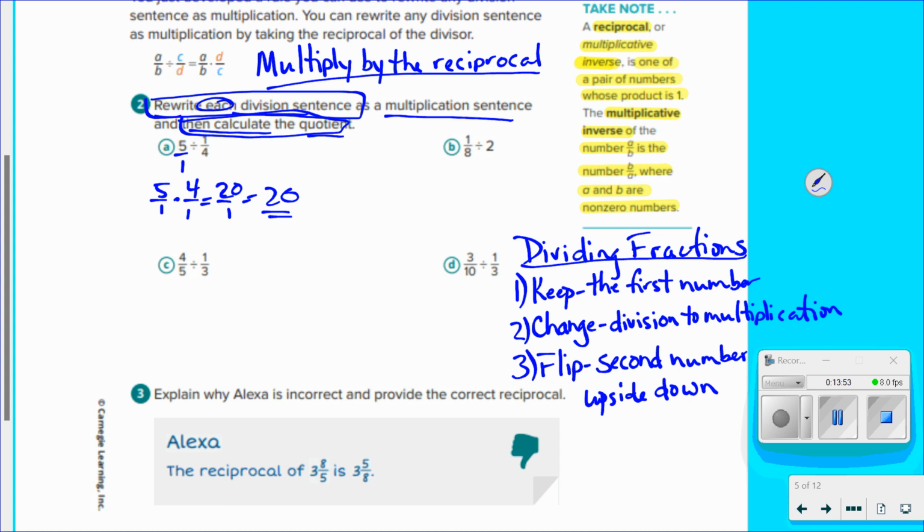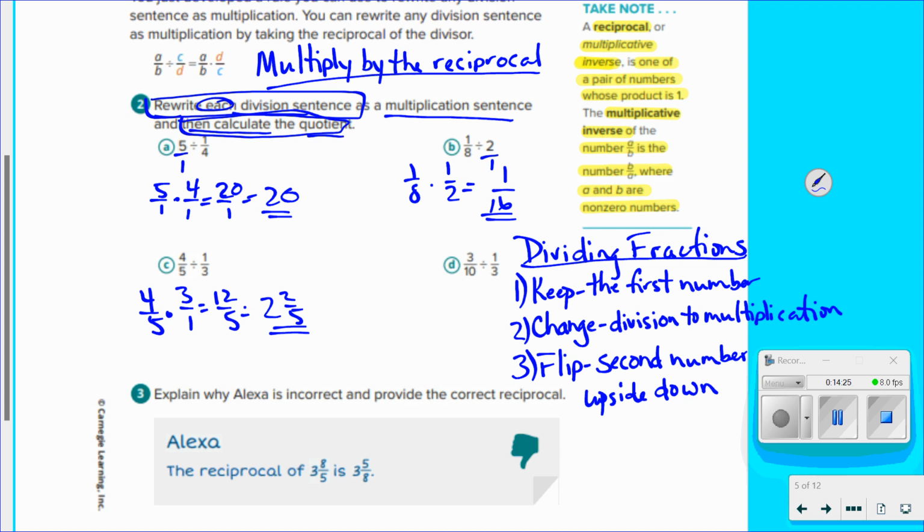Simplified form. Keep 1/8, change, times, flip. Remember, if I'm flipping, I need to have it as an improper fraction. So that becomes 1/2. 1 times 1 is 1. 8 times 2 is 16. Keep 4/5, change, multiply, flip, 3 over 1. No reductions on this, so 4 times 3 is 12. 5 times 1 is 5. Simplify. 5 goes into 12 twice with 2 left over.